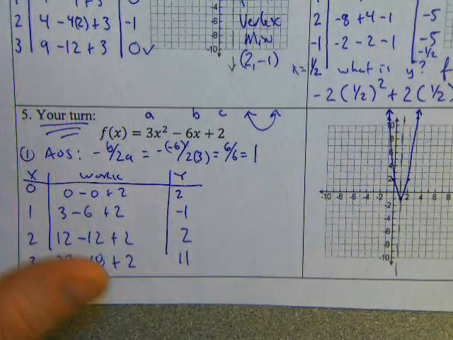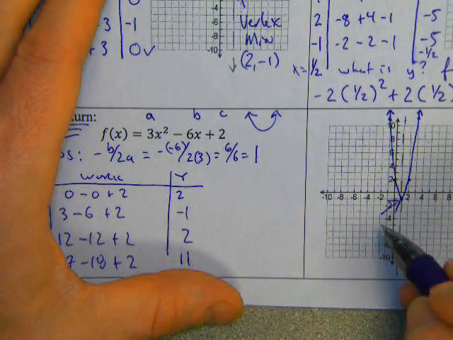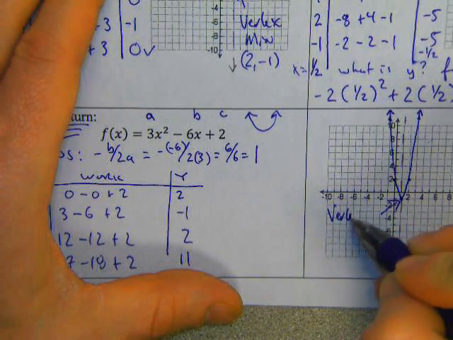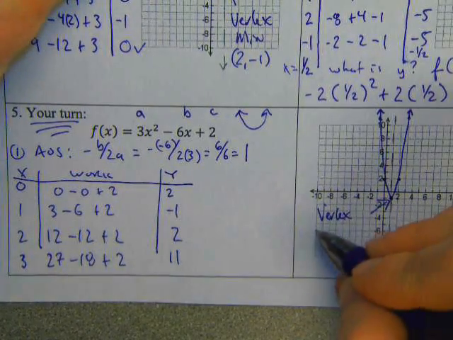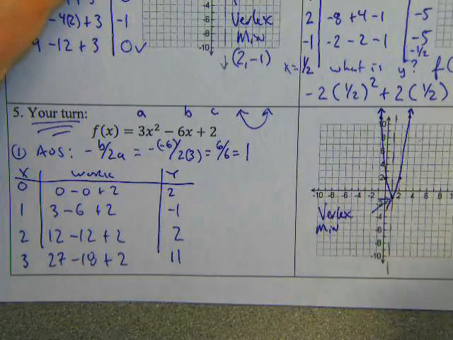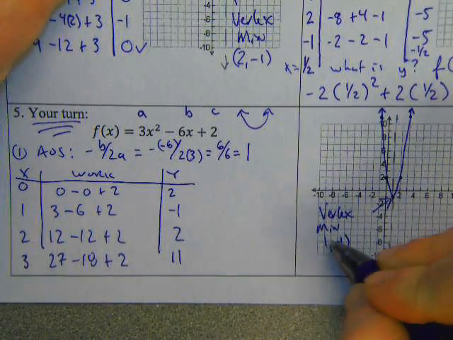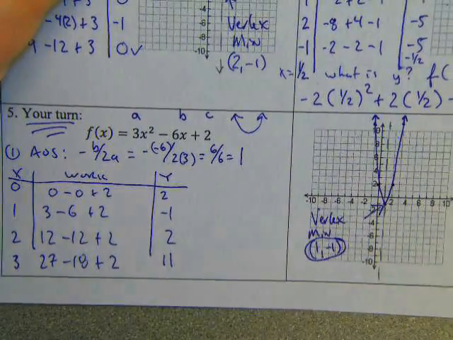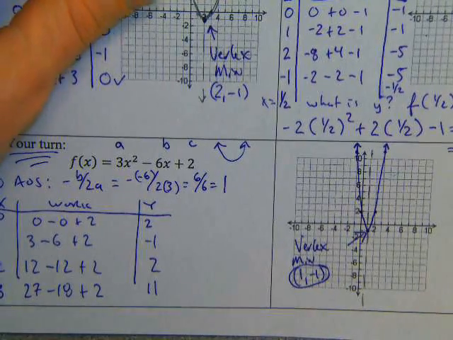Okay, vertex, which I walked through in the other one and forgot to wrap it up, but vertex is that point right there, that's a min. And that point is 1 comma negative 1. Okay, so you can pause it there and get that in.